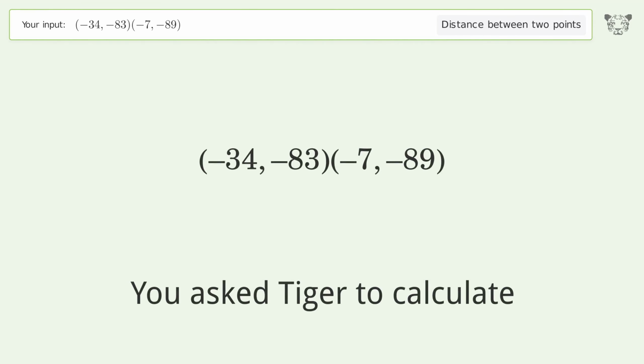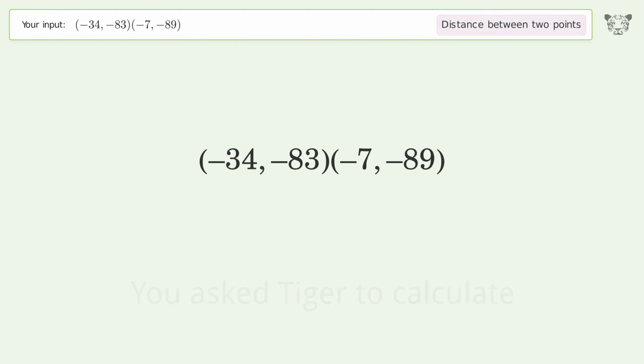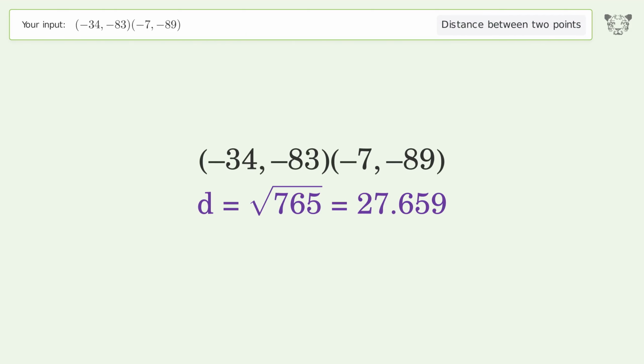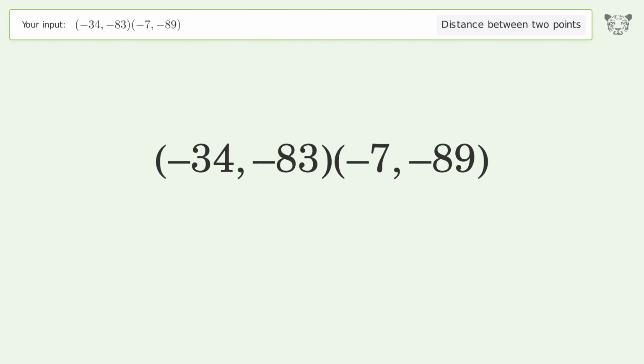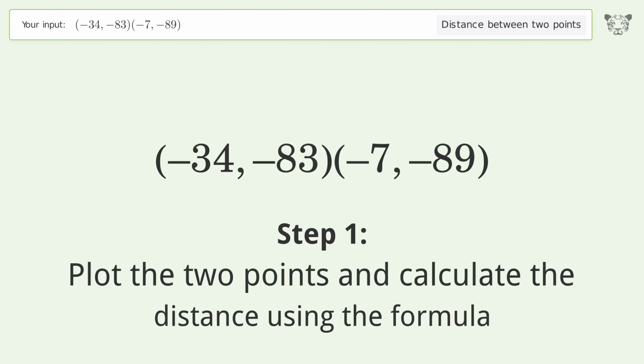You ask Tiger to calculate. This deals with the distance between 2 points. The distance between the 2 points is the square root of 765 or 27.659. Let's solve it step by step. Plot the 2 points and calculate the distance using the formula.